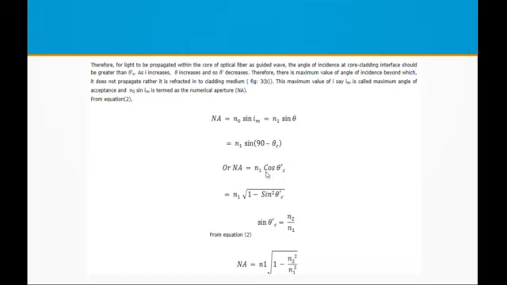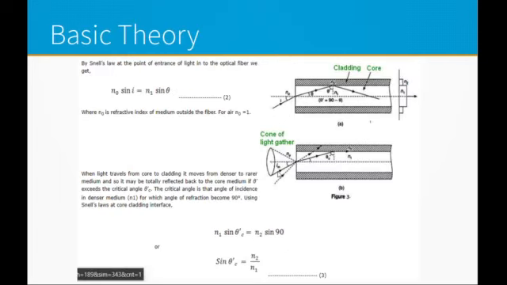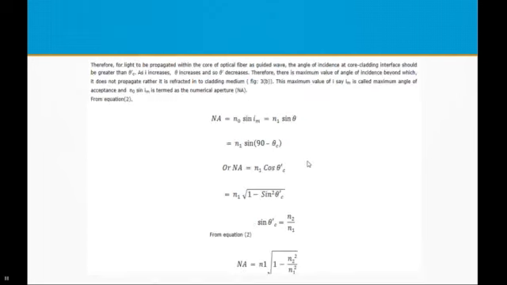Now numerical aperture can be written as n1 cos theta dash, where theta dash is the angle of incidence at the core-cladding interface. This can be further written as n1 under root of 1 minus sine square theta. Actually they have used the subscript c to show the critical angle, but any angle greater than the critical angle can be termed as theta dash, which fulfills the condition of TIR.